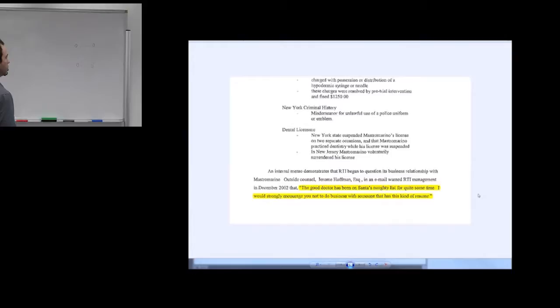So RTI hired a law firm to run a background check. And here's what the firm advised.